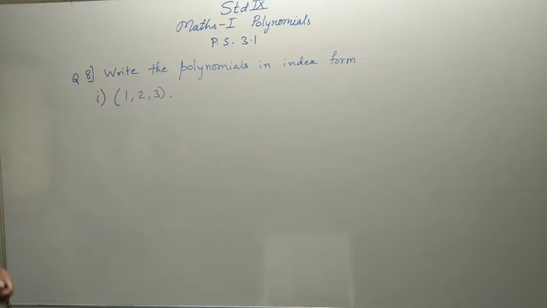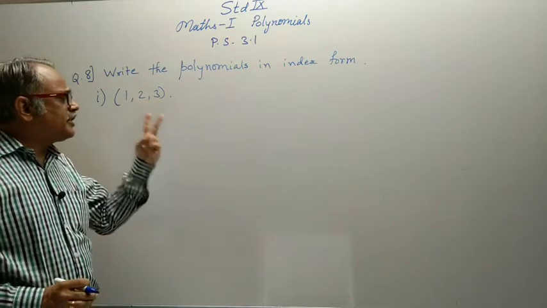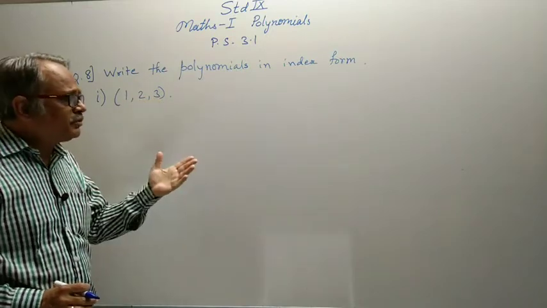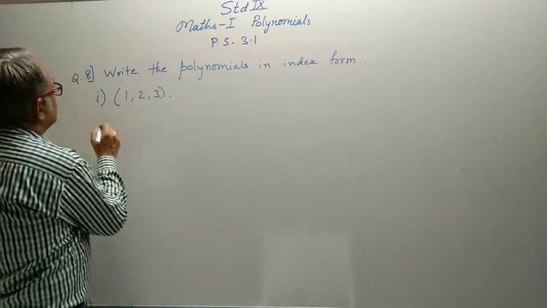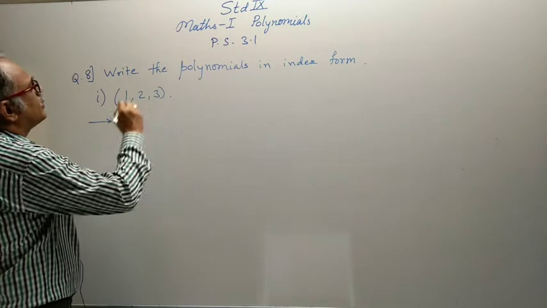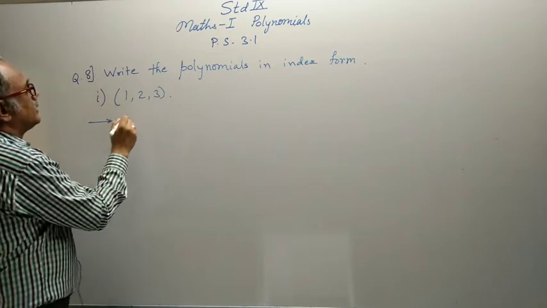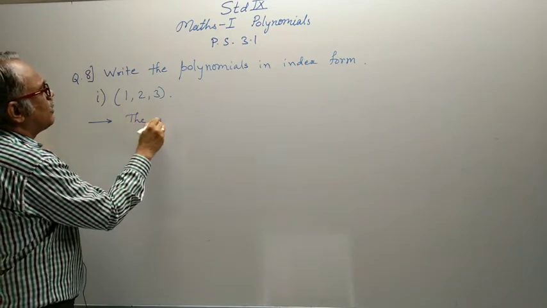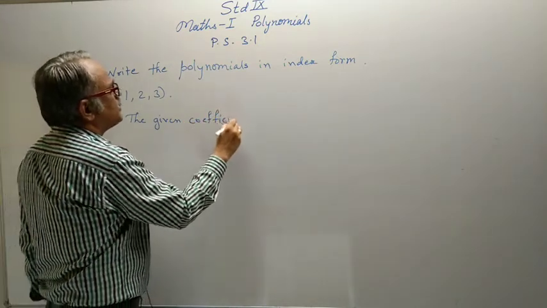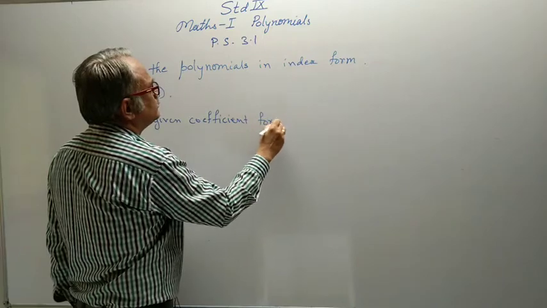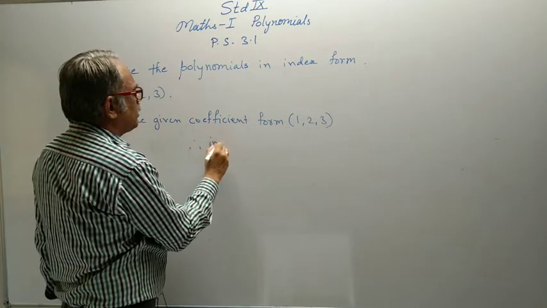Now it is asked to write in index form. Coefficients are given. If 3 coefficients are there, the degree will be 1 less. When the degree was 2, coefficients were 3. Coefficients are 3, so the degree will be 2, 1 less. And along with the variable x, we have to write; when it is not mentioned, we use the general variable x. The given form is coefficient form, 1, 2, 3.